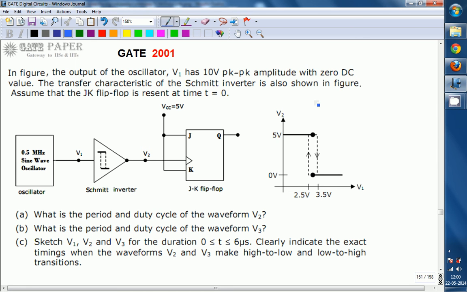Hello, we are discussing the GATE 2001 ECE paper, and the topic is related to digital circuits. Look at the diagram shown. In the figure, the output of an oscillator V1 has 10 volts peak to peak amplitude with 0 DC value. The transfer characteristic of the Schmitt trigger is also shown in the figure. Assume that the JK flip-flop is reset at time t equal to 0.